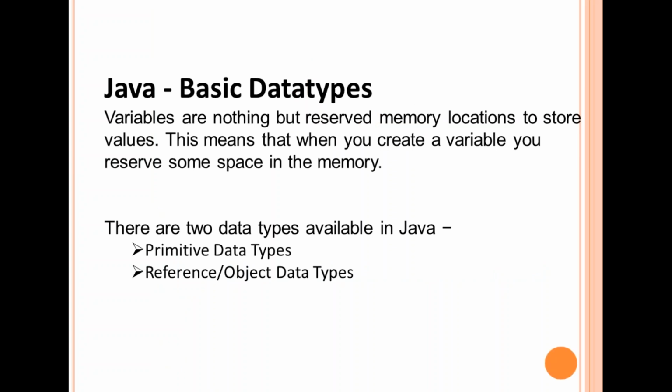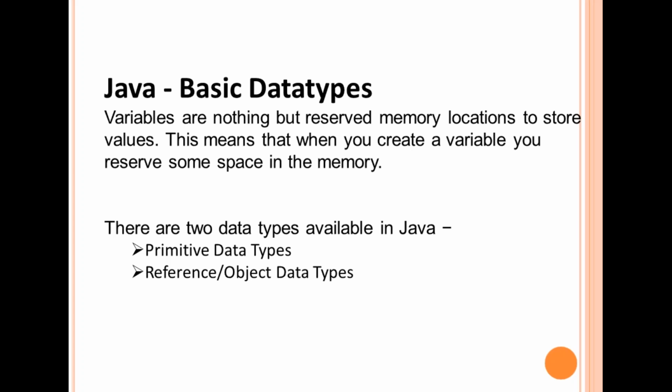Variables are nothing but reserved memory locations to store values. This means that when you create a variable, you reserve some space in the memory. Based on the data type of a variable, the operating system allocates memory and decides what can be stored in the reserved memory. Therefore, by assigning different data types to variables, you can store integers, decimals, or characters in these variables.